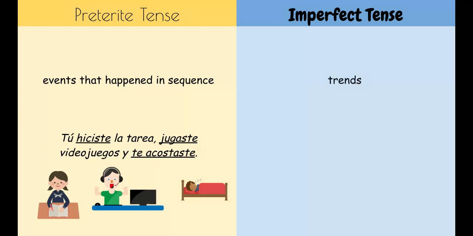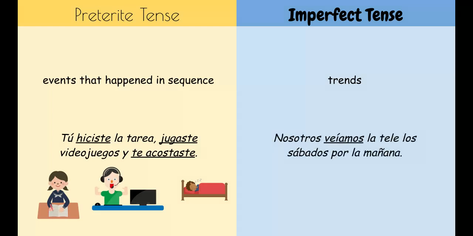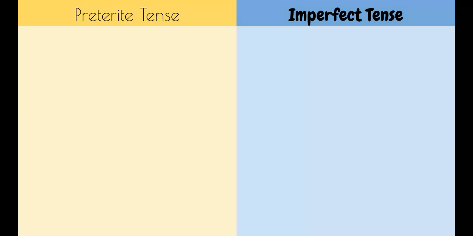And in the imperfect tense, we are going to use it more to describe trends. So, for example, we could say, nosotros veíamos la tele los sábados por la mañana, meaning we watched TV on Saturday mornings. So this is a more general thing. We're not talking about a specific time we watched TV. We're saying it was a trend, that's something that we did often as kids, for example.